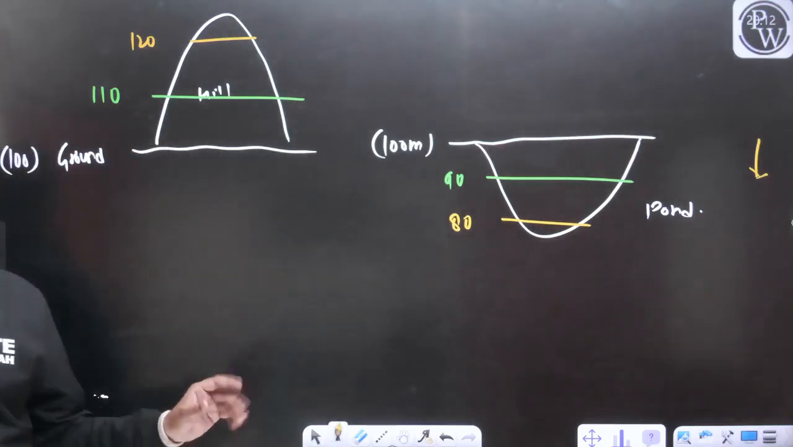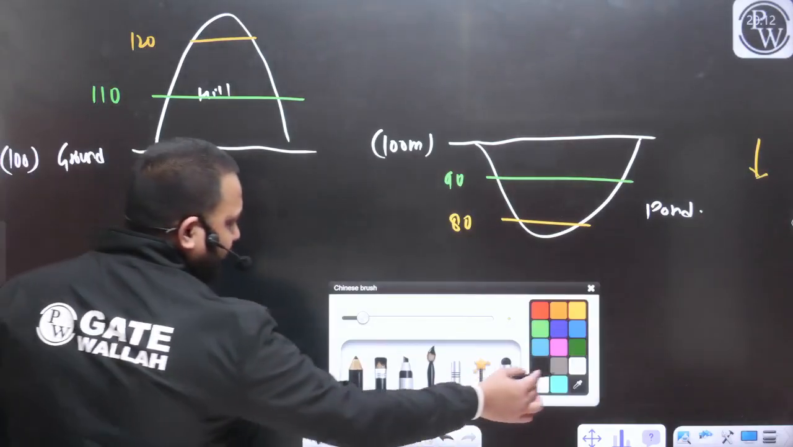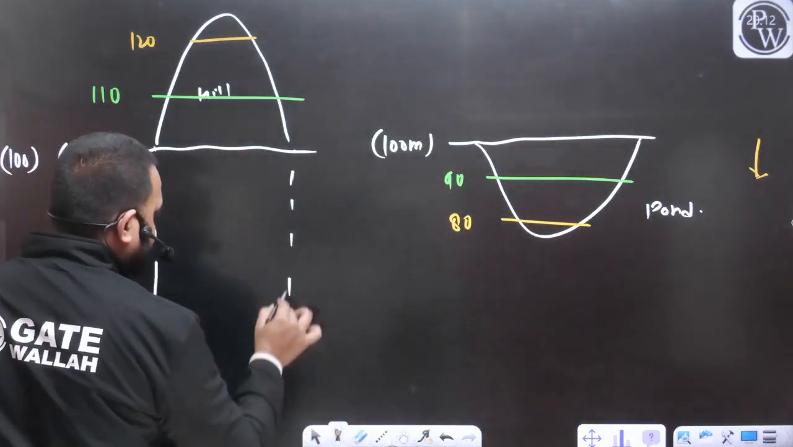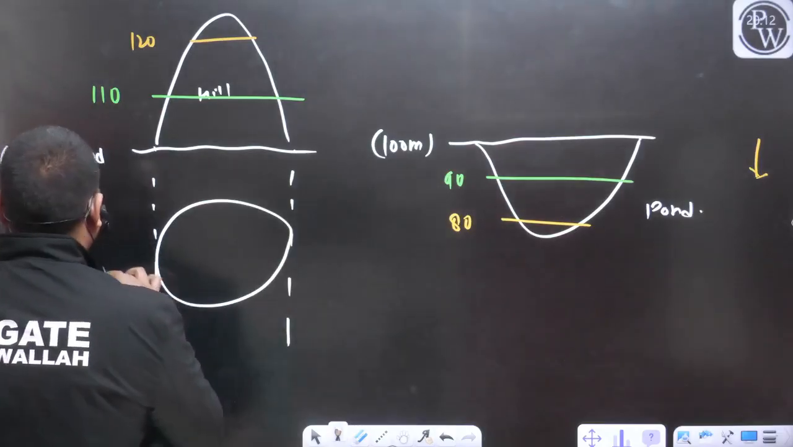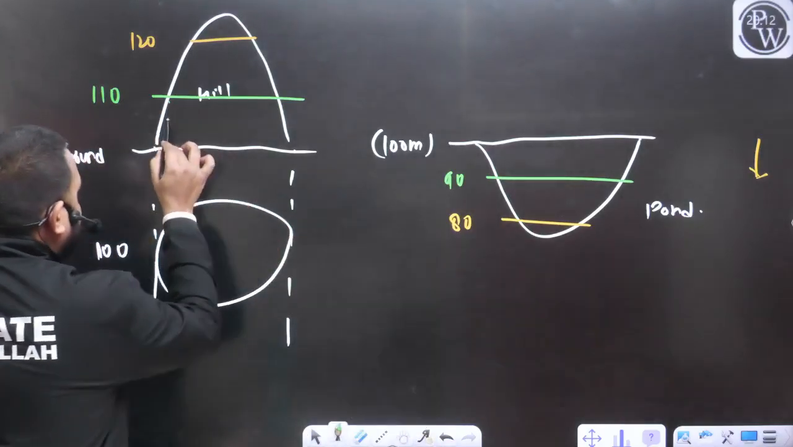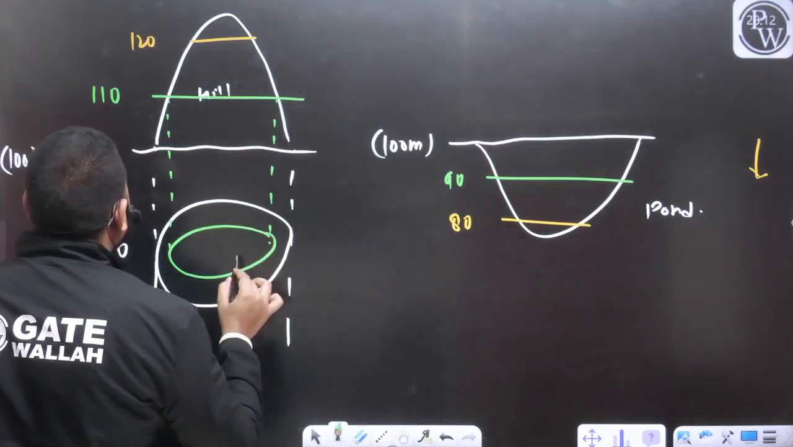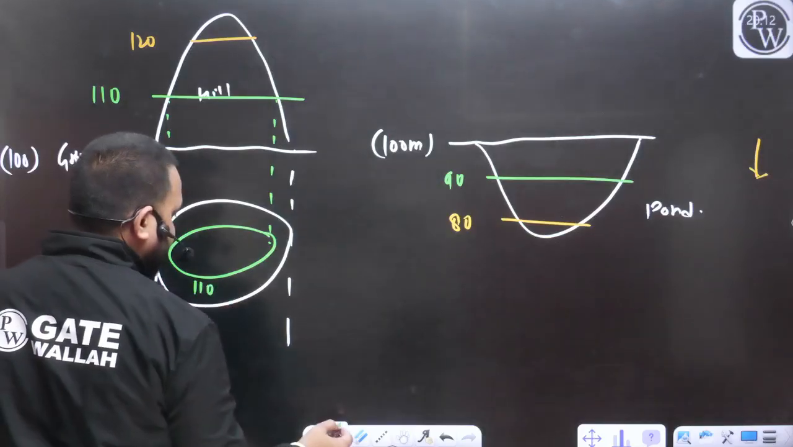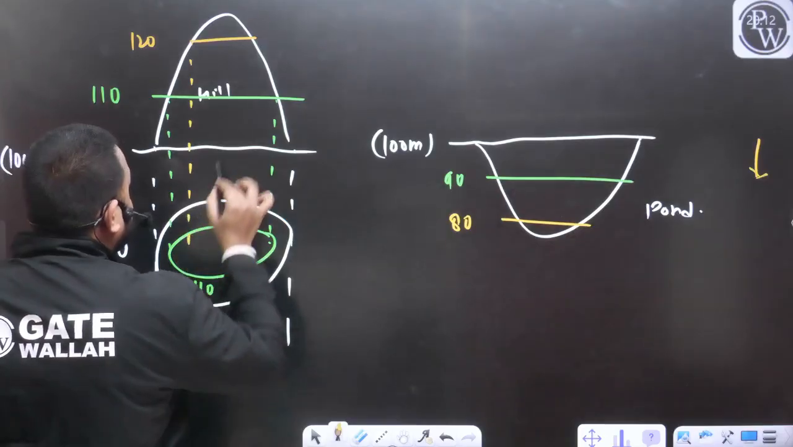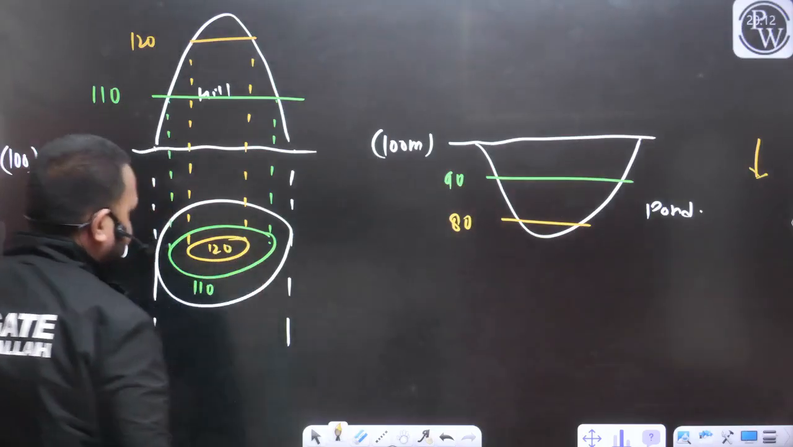So let's try to draw the contour map for both examples. When I draw the contour map for this, I will get the contour map like this. This is going to be the contour of 100 meter. Next, this will be the contour of 110 meter, and this yellow one will be the contour of 120 meter. Yes or no?